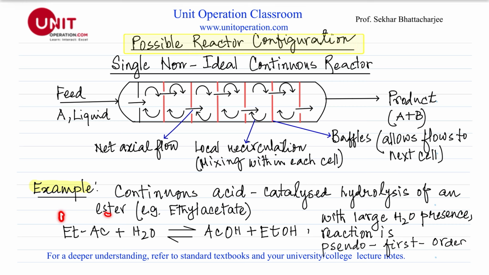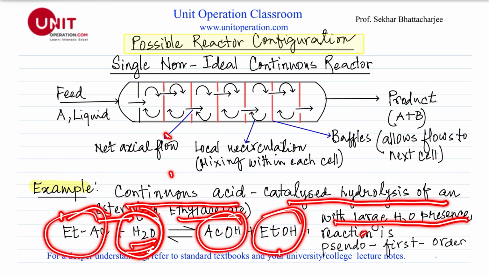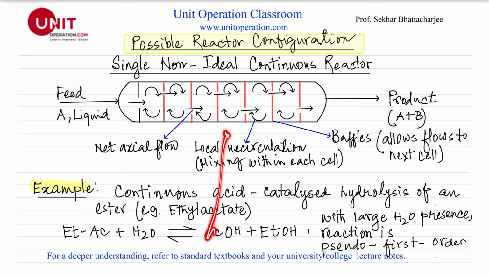What could be an example of such a thing? Continuous acid-catalyzed hydrolysis of an ester, let's say ethyl acetate. This is my ethyl acetate, and this is my water. When this gets hydrolyzed, we get acetic acid plus ethanol, right? With large water presence, this becomes a pseudo first order reaction proportional to the concentration of ethyl acetate. So this could be an example of the representation of our problem.